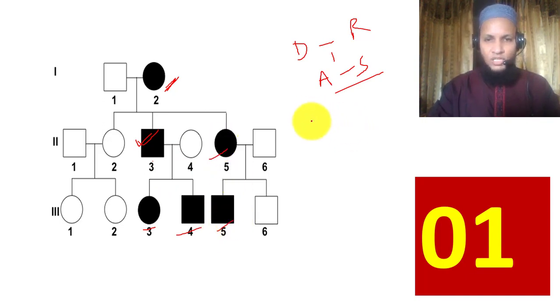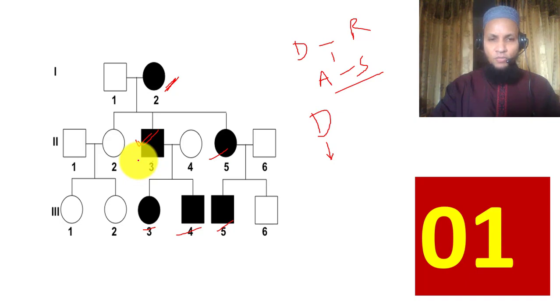So there is no skipping of generation, so we can tell this is a dominant disease. And next thing, whether it is sex linked or autosomal. For this we have to see whether male and female both are affected and any male to male transmission. Here you can see male and female both are affected and there is male to male transmission. So it is autosomal dominant disease.